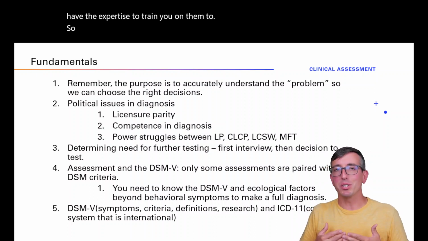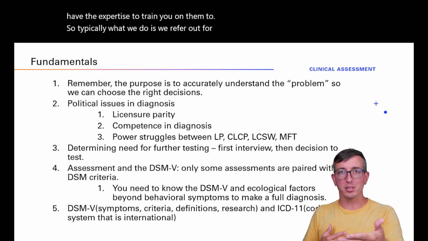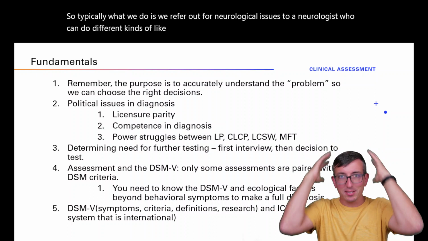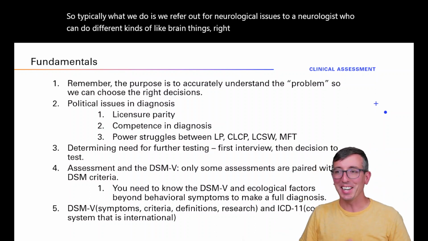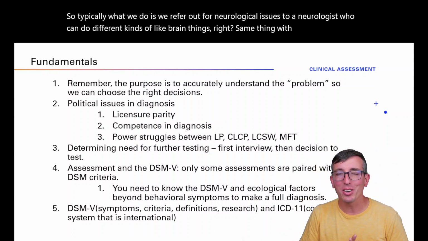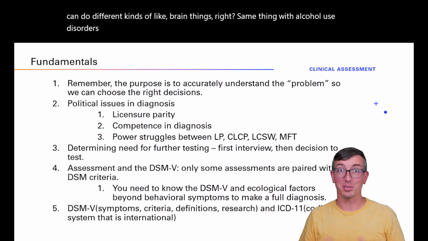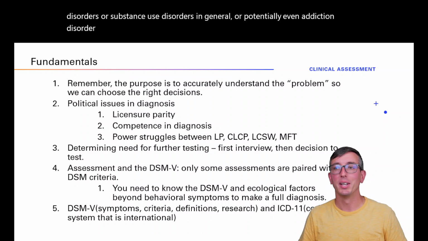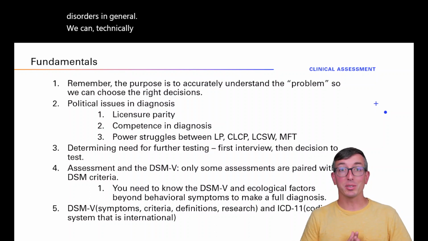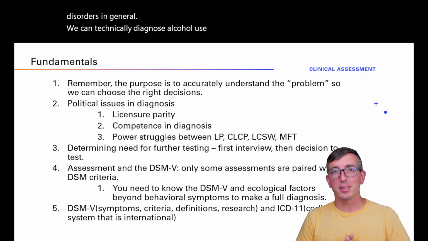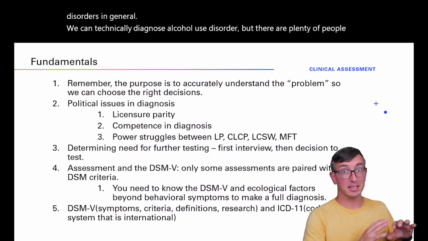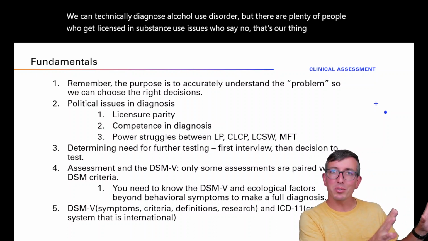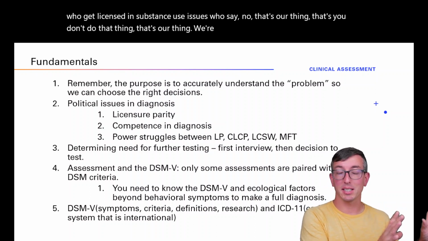So typically what we do is we refer out for neurological issues to a neurologist who can do different kinds of brain things, right? Same thing with alcohol use disorders or substance use disorders in general, or potentially even addiction disorders in general. We can technically diagnose alcohol use disorder, but there are plenty of people who get licensed in substance use issues who say, no, that's our thing. You don't do that thing. That's our thing. We're specialized in it.